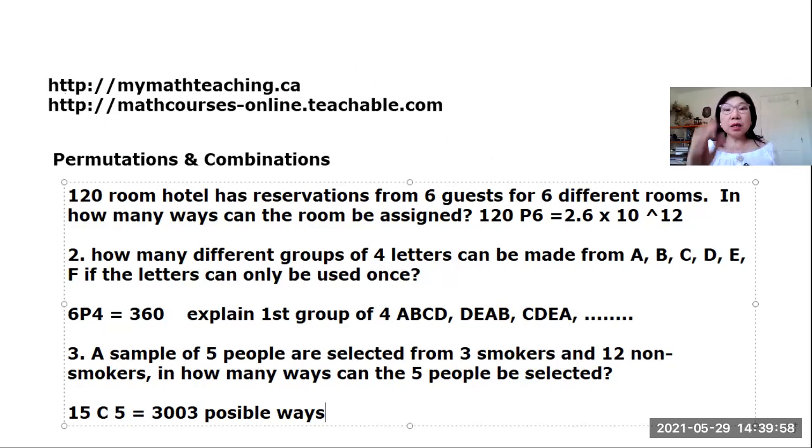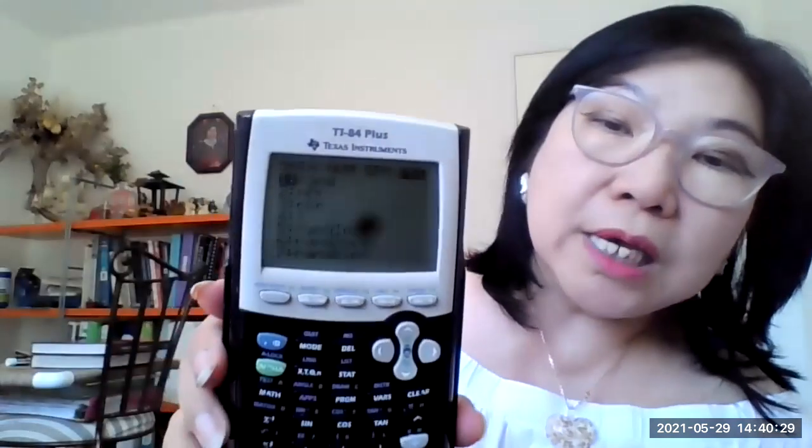So let's say I'm going to stop share. You can see that on your calculator here, you will enter 15 like that, and you hit the math button, and you arrow to the end. The end is the probability, and it will show you number 2 nPr, number 3 nCr.